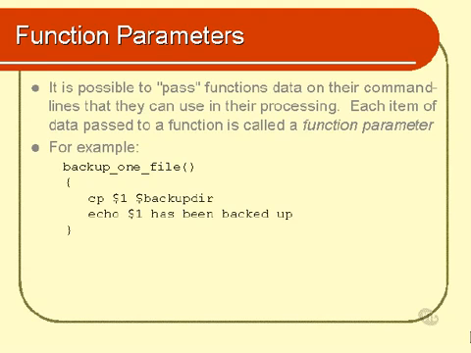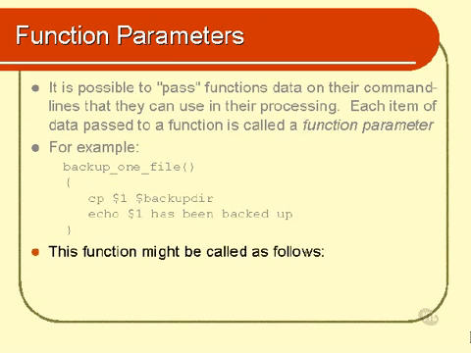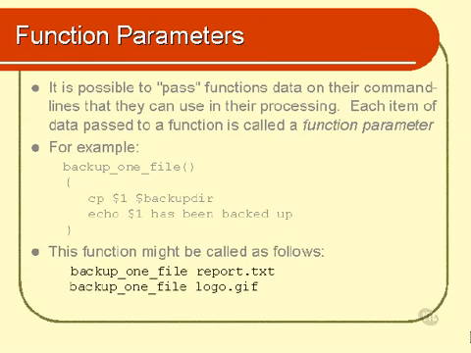What it does is represent the first parameter that was passed to this particular function on the command line. When we look at the command line, you'll be able to put all the pieces together and see the whole picture. It might be called like this. Here we've called it twice: once with a file name called report.txt, and a second time with logo.gif. Each time we have specified a single parameter, and each time that the function is called, the parameter is copied into $1.